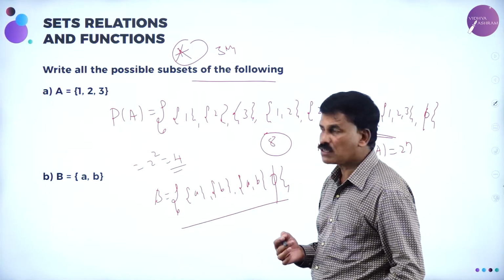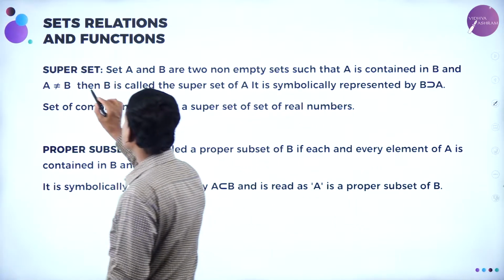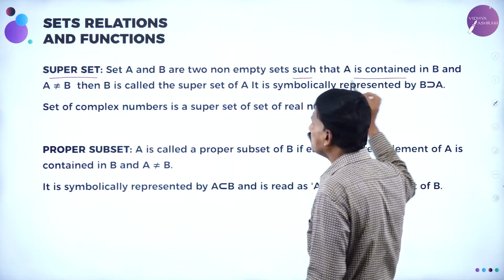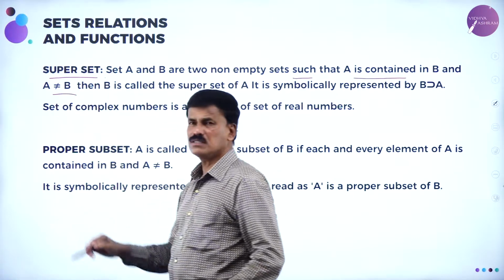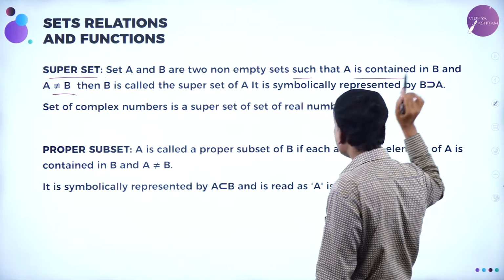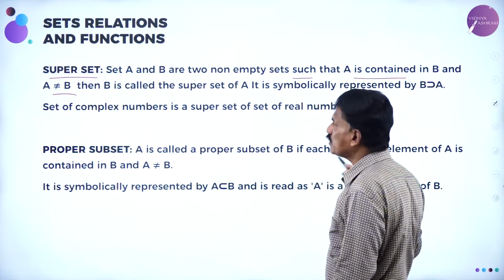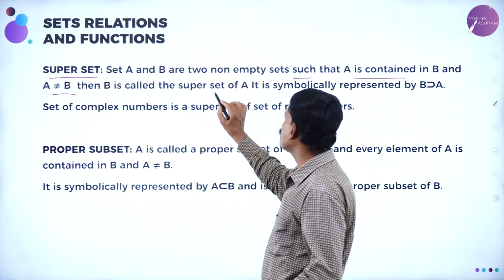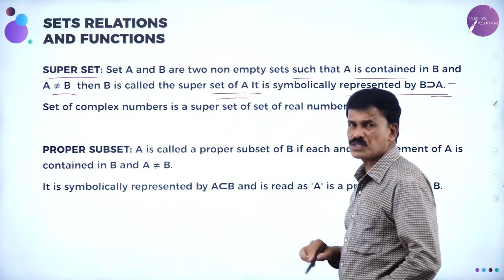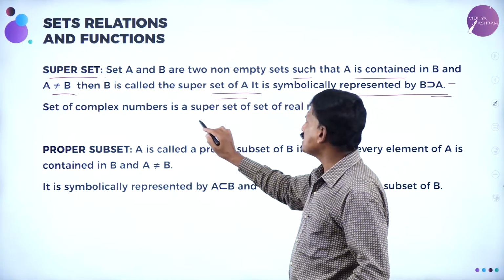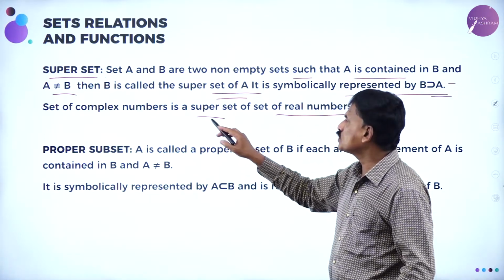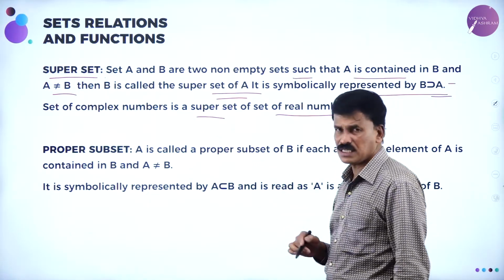Now, let us come to the general concept, that is superset. Set A and B are 2 non-empty sets such that A is contained in B and A is not equal to B. Then B is called the superset of A and it is symbolically denoted as B is the superset of A. The set of all complex numbers is a superset of the set of all real numbers.